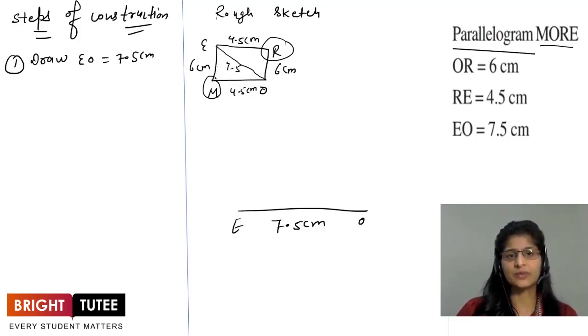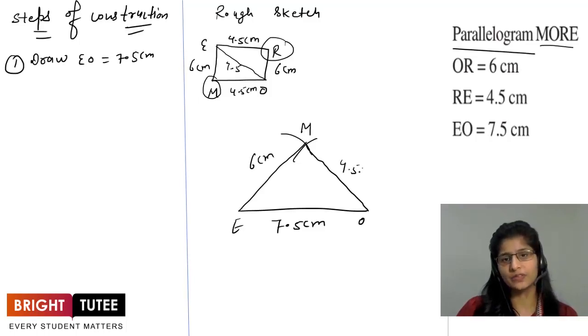M is at the intersection of 6 centimeter and 4.5 centimeter. So from point E, we will take 6 centimeter opening of the compass, and keeping E as the center, we will draw an arc of 6 centimeter like this. Now from point O, we will open the compass to 4.5 centimeter and make an arc like this. Clear? This will be our point M, and we are going to join E to M and this M to O, right? So this is 6 centimeter, this is 4.5 centimeter.